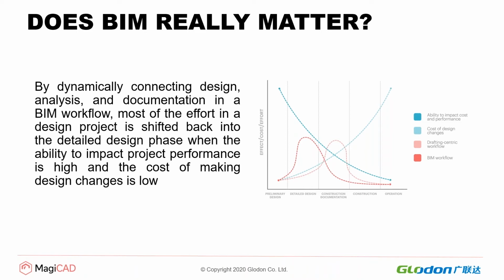So I decided to make a quick graph here. You can see on your screen a quick graph to illustrate a couple of points on this topic for you. Here you can see that as time goes on from the preliminary design, detailed design, construction documentation, and the construction phase to the operation phase, the ability to impact the cost, the dark blue line, is shooting right down. So as time goes on, the ability to impact the cost goes down sharply.